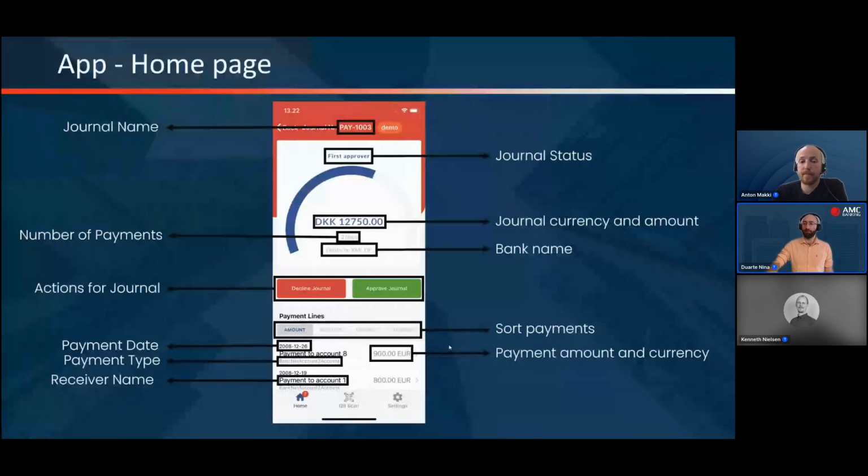And the most important part, if it's a journal that is ready to be approved, you'll have two buttons saying approve and decline to obviously approve and decline the journal. If you click decline, a pop-up will appear asking if you want to decline. And if you say yes, it will decline automatically.